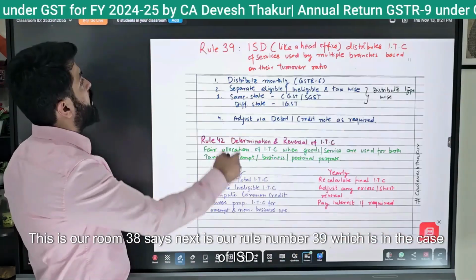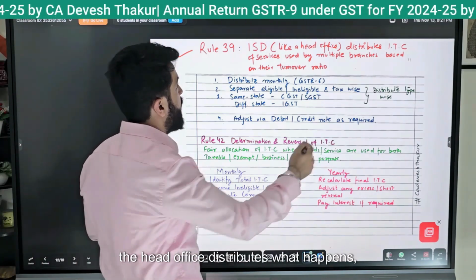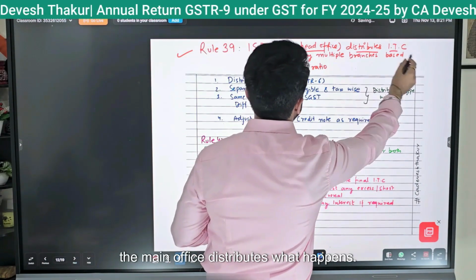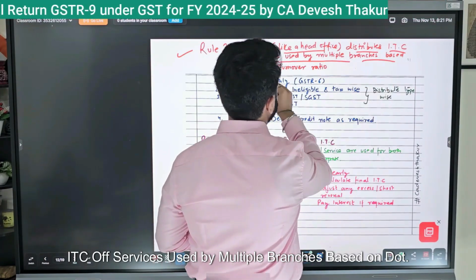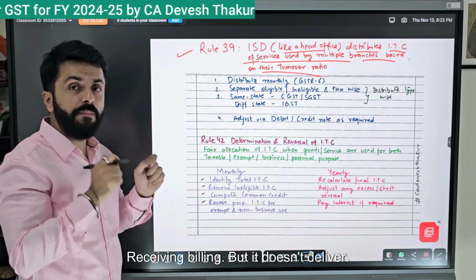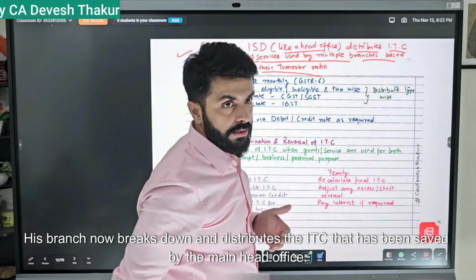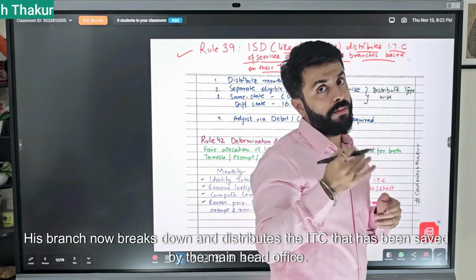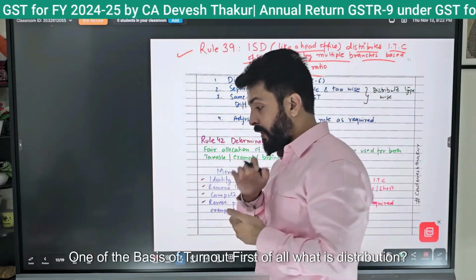Next is Rule 39, which is in the case of ISD, Input Service Distributor. What happens in this? The head office distributes the ITC of services used by multiple branches based on turnover. The head office receives the services and receives the billing, but it doesn't deliver the output. Its branches do. Now the ITC that has been received by the main head office is broken down and distributed on the basis of turnover.